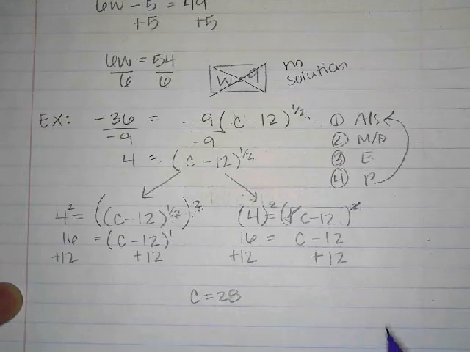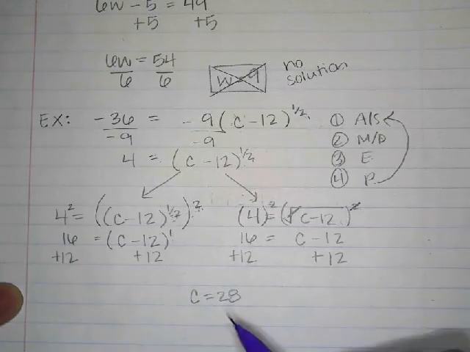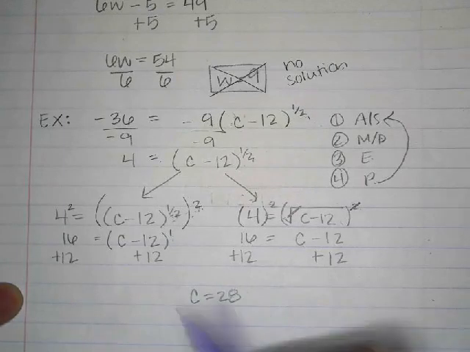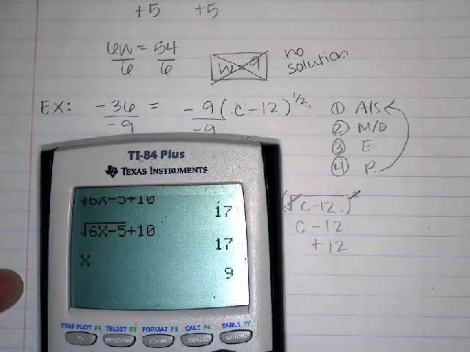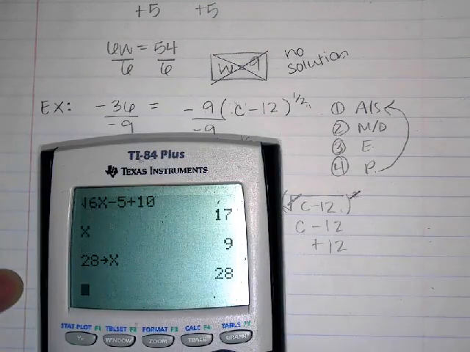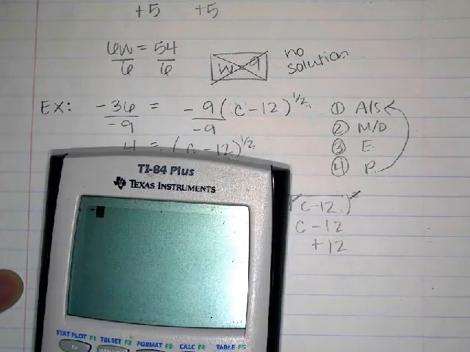Now I need to take that 28 and see if the problem actually works out. So I'm going to do 28, store it as X, and then go back and plug it into the problem. So negative 9 times (x minus 12) to the 1/2. And let's make sure that equals negative 36.